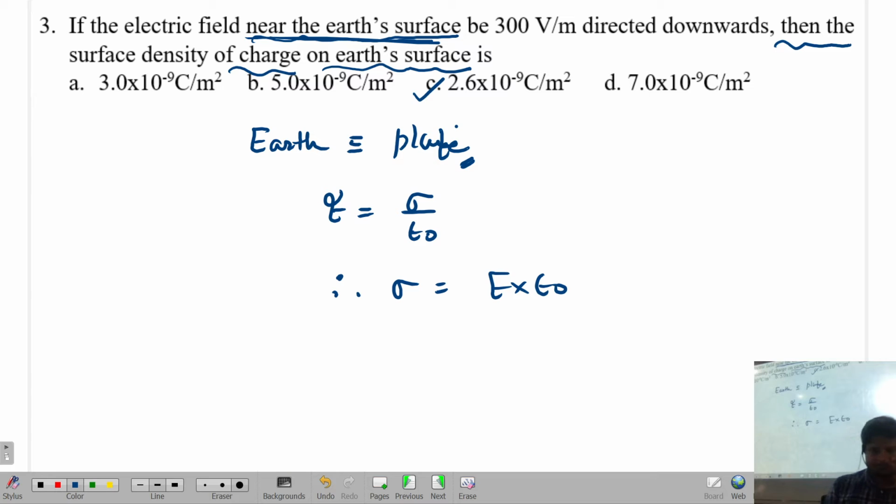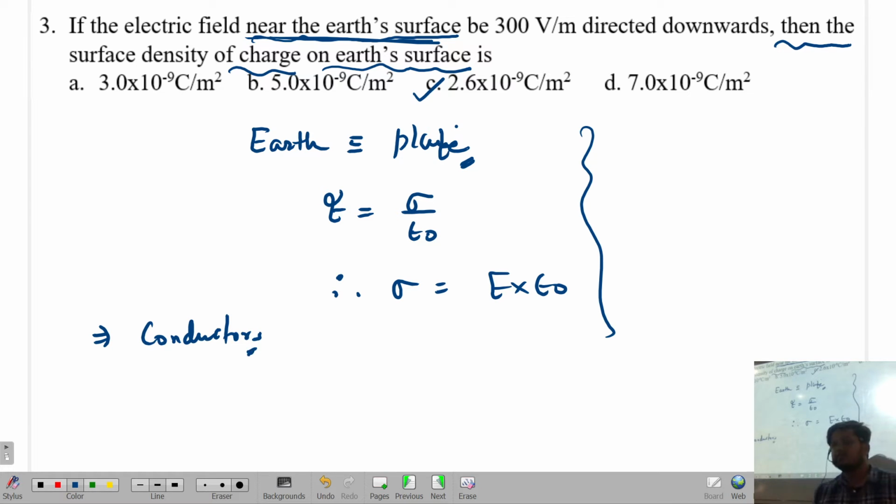Next concept is we can utilize the concept of conductors. Now, what was told to you? That for a conductor, the electric field just outside, a little bit away from the conductor, will be sigma by epsilon naught, yes or no? Earth is a good conductor. Is Earth a non-conducting material? No, Earth is a conducting material because it absorbs the electricity.